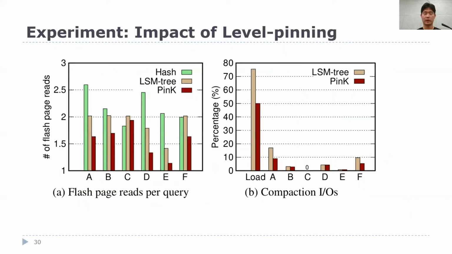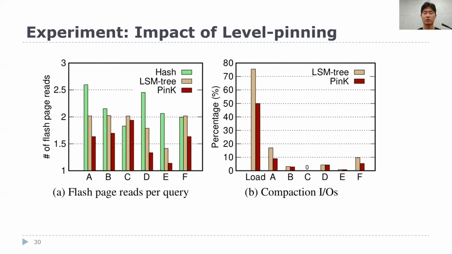This slide shows the effect of using level pinning. The left graph shows the number of flash reads per query. Hash should access flash while processing a set operation to check for collisions. Thus, PinK has better results than hash in almost all cases. For YCSB-C, which is a read-only workload, hash accesses flash slightly less than PinK due to the cache structure. But PinK always performs get operations with fewer flash accesses than LSM-tree thanks to level pinning.